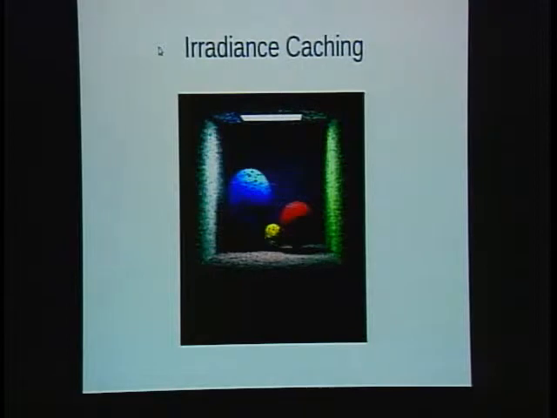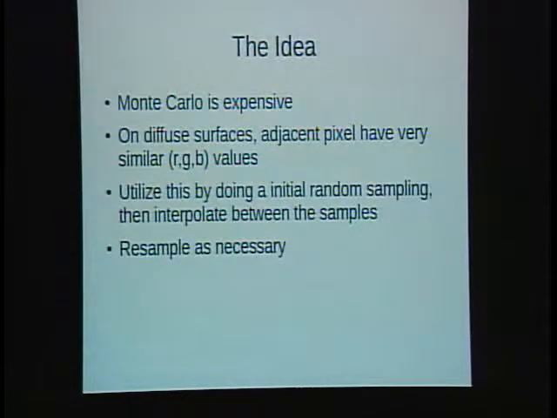So my project was on irradiance caching, and basically the process of irradiance caching is that because Monte Carlo is really expensive, and we all know how much time it takes from Project 3 to calculate just one image, we use the advantage that on diffuse surfaces, adjacent pixels have very similar RGB values, irradiance values, and we do a random sampling of the image first, and then interpolate between the samples to get irradiance for the other points.